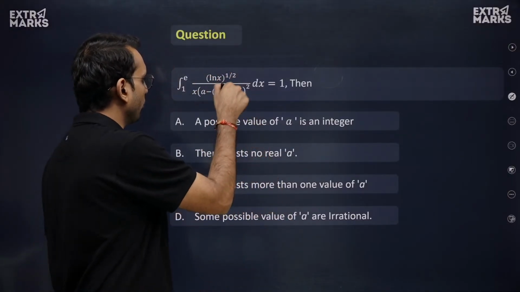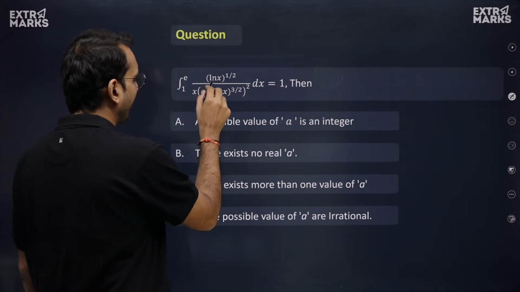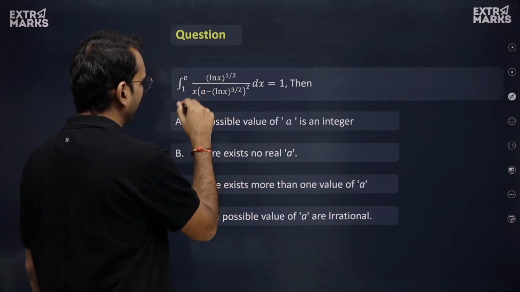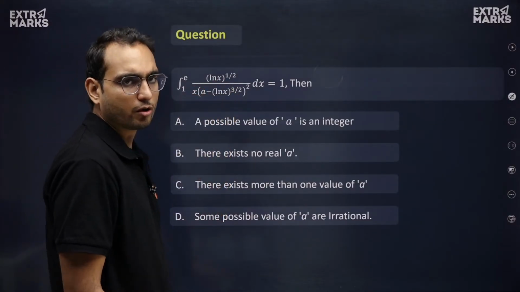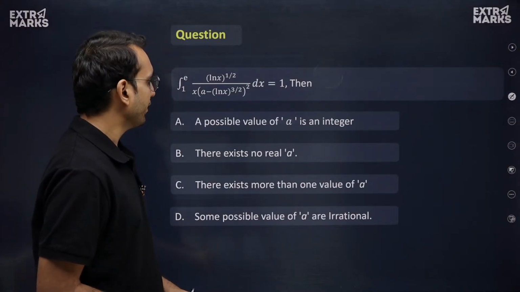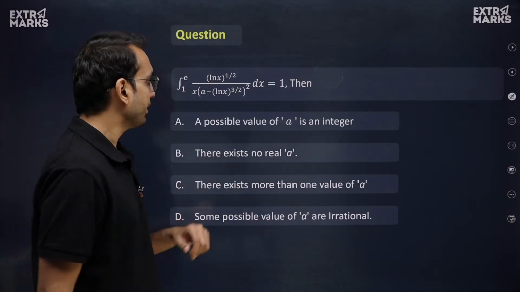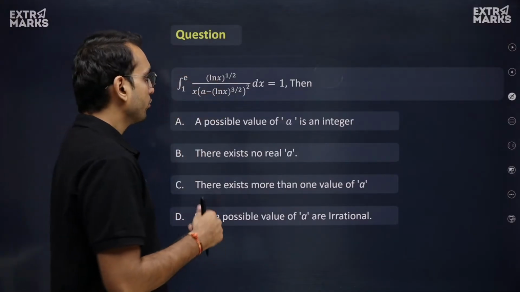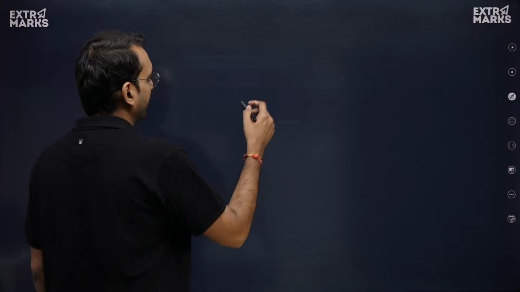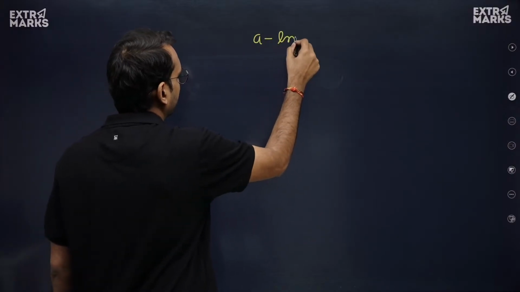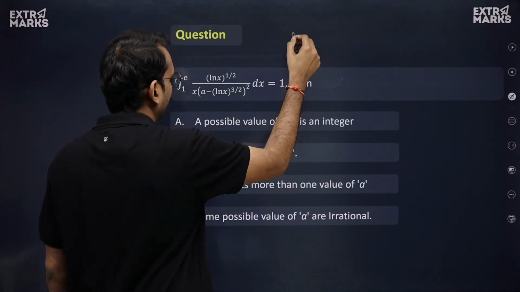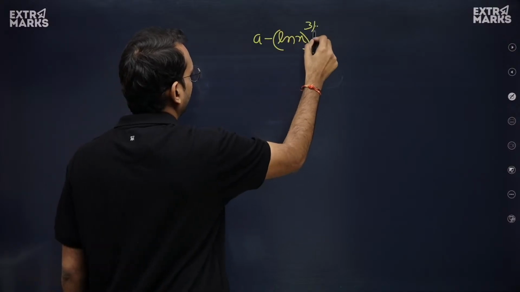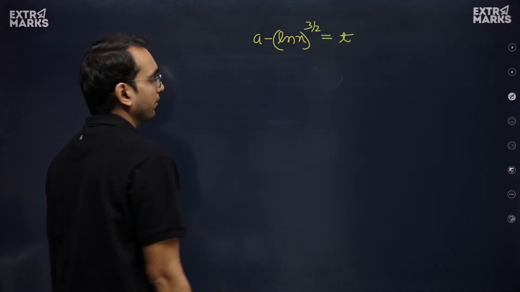Let's see this. What is this? (ln x)^(1/2) and 1 by x. So 1 by x is the differentiation of ln x. So that's sure that we have to assume ln x is something, t, but it is written that in the numerator it is (ln x)^(1/2). So it is very obvious that let's assume a minus (ln x)^(3/2) as t.